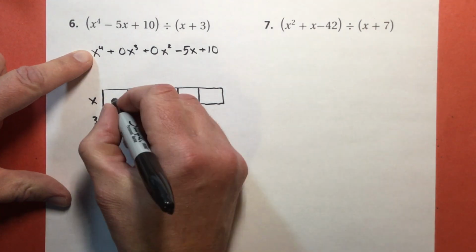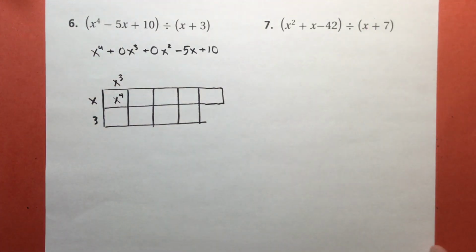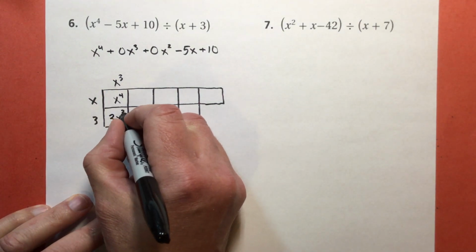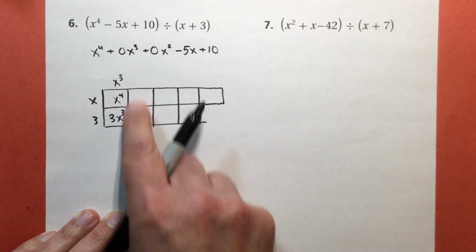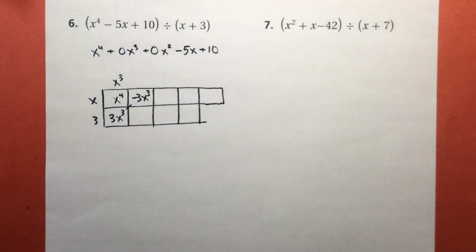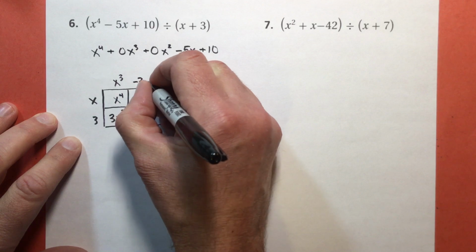Okay, let's start with the x to the 4th power. Watch this. X to the 4th power, that means that has to be x to the 3rd power. Think about it. 3 times x to the 3rd power is 3x cubed. These two together have to add up to 0. So this has to be negative 3x cubed. Really, honestly, it seems confusing at first. Everything just falls in with what it has to be. What has to be up here? Negative 3x squared.